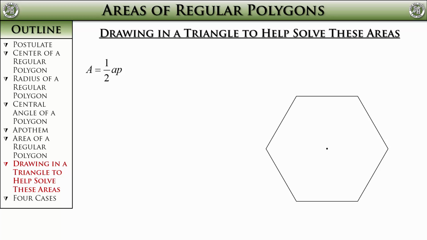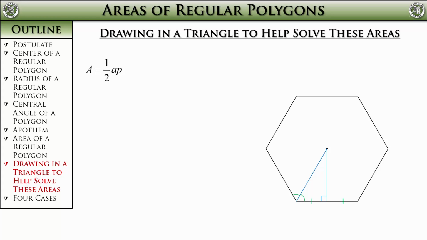Find the center. Then draw in a radius. I will note here that the radius bisects one of the interior angles. Therefore, you know that these 2 angles are congruent. That will be helpful here in a bit. Next, we need to draw in an apothem. The apothem is also a bisector, but this time it is a segment bisector. It cuts one of the sides of the regular polygon in half. That is also used a lot.